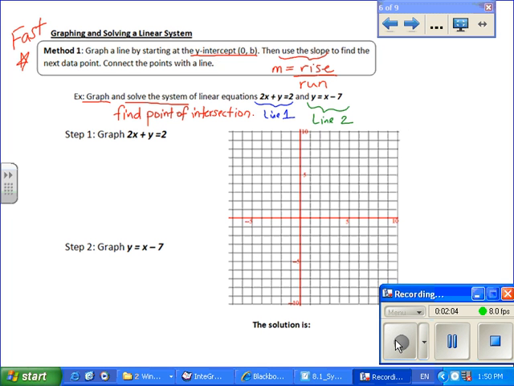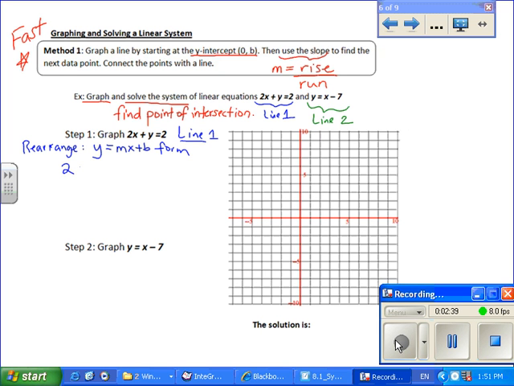So step 1, let's graph line 1. Okay, so this is line 1: 2x plus y equals 2. I want to get line 1 into slope-intercept form. So I'm going to rearrange. I want it in y equals mx plus b form so that I can see clearly the slope and I can see the y-intercept. So we're going to go ahead and do that.